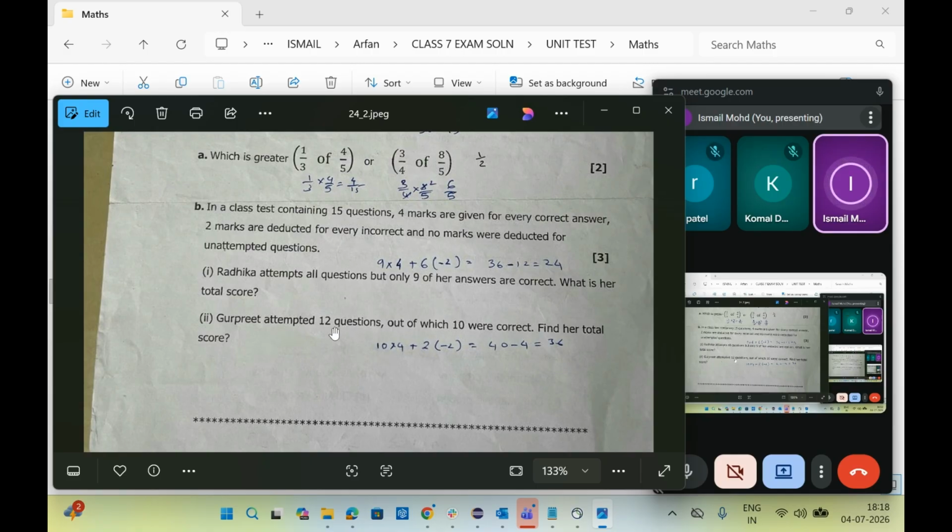Gurpreet attempted 12 questions, out of which 10 were correct. Total is 12 attempted, so in 12, 10 are correct. So 10 into 4, because for each correct answer he got 4 marks, plus 2 questions he attempted wrong, and for those he got minus 2. So 40 minus 4 is 36. So he got 36 marks. Gurpreet, I think it should be male, but we don't know the gender and that is not relevant. So you say Gurpreet got 36 marks.